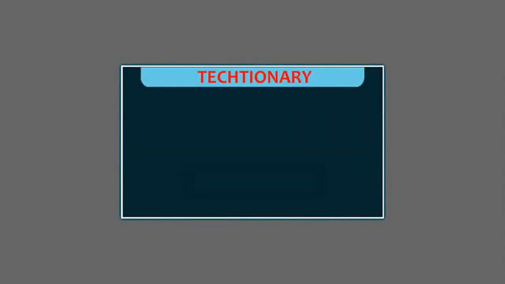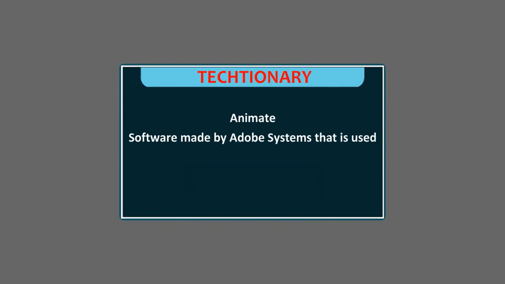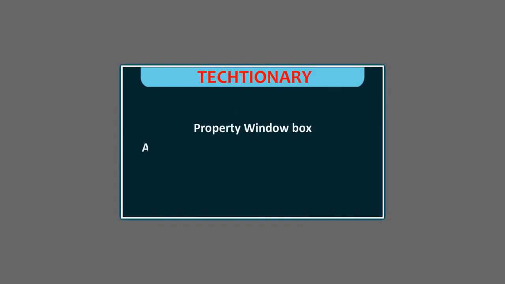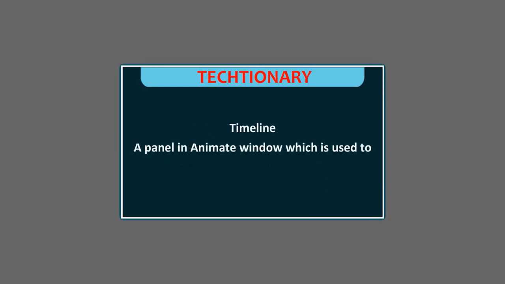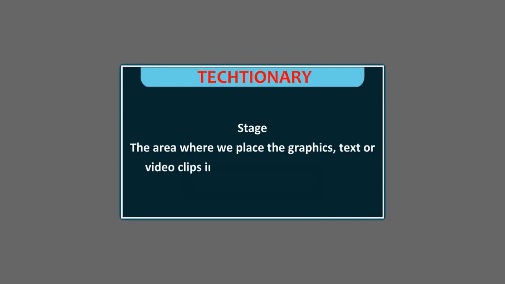Dictionary. Animate, software made by Adobe Systems that is used to create animations. Property Window Box, a box that allows to view and change the properties of the selected objects. Timeline, a panel in Animate window which is used to set the sequence of the movie. Stage, the area where we place the graphics, text or video clips in order to show them as the part of a movie.